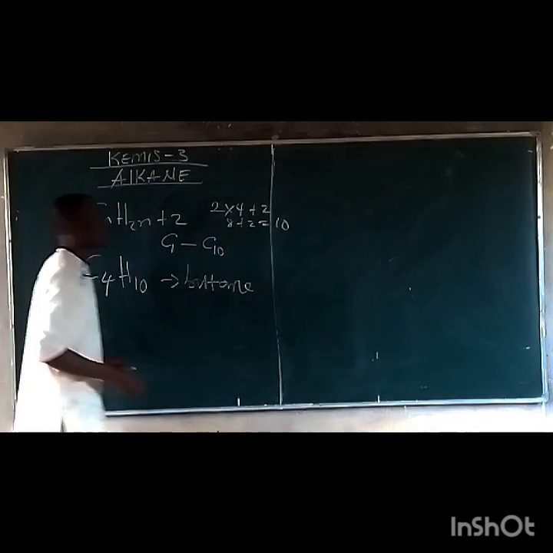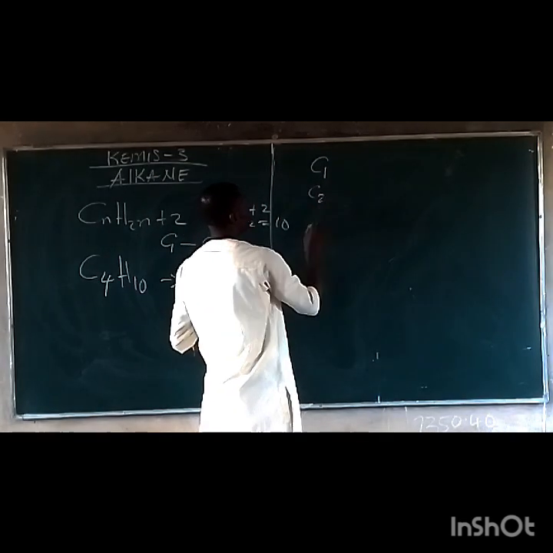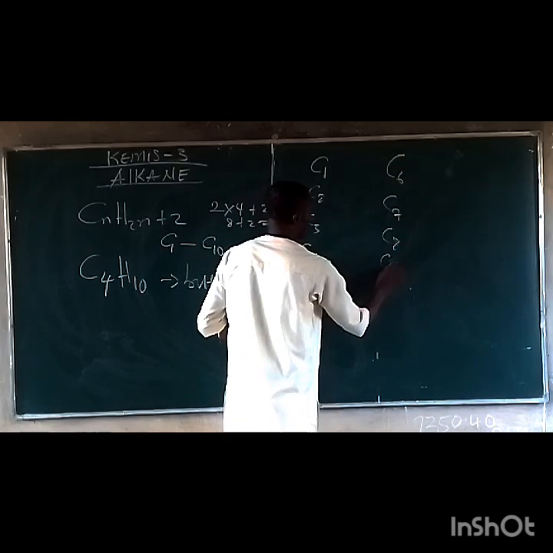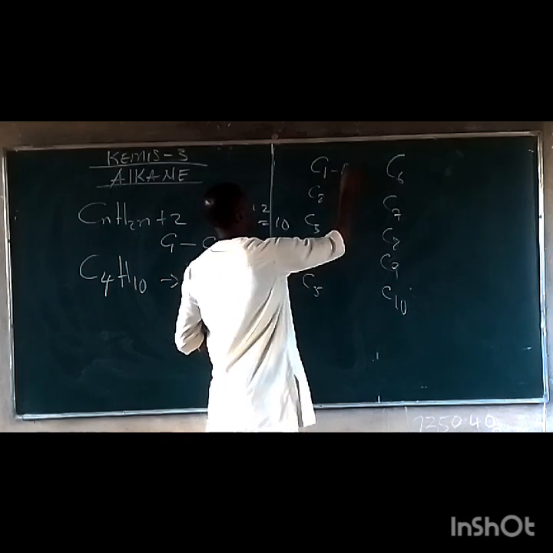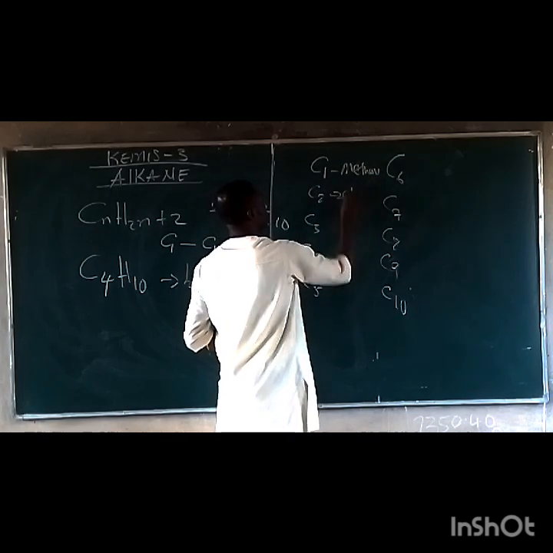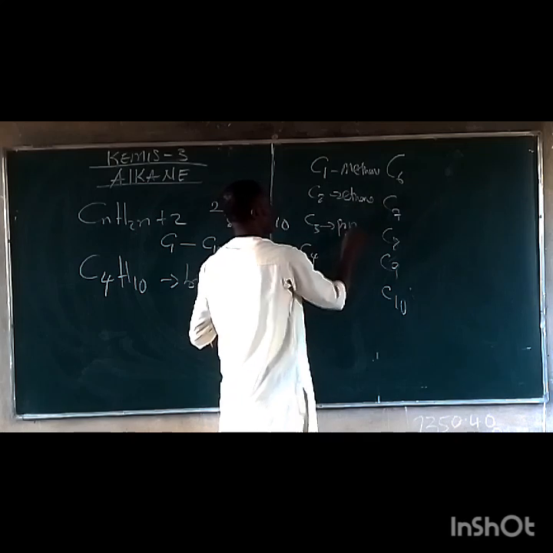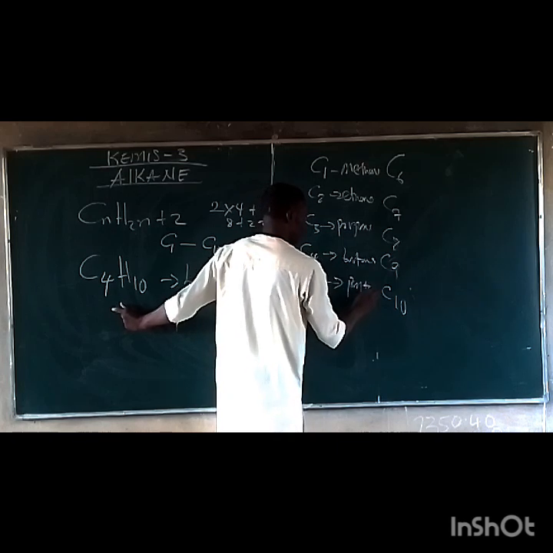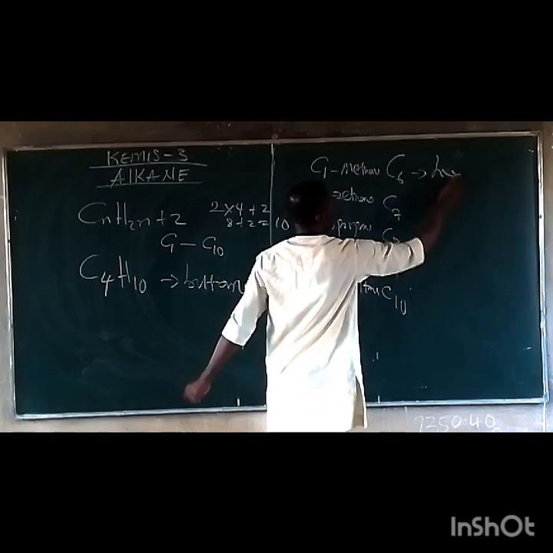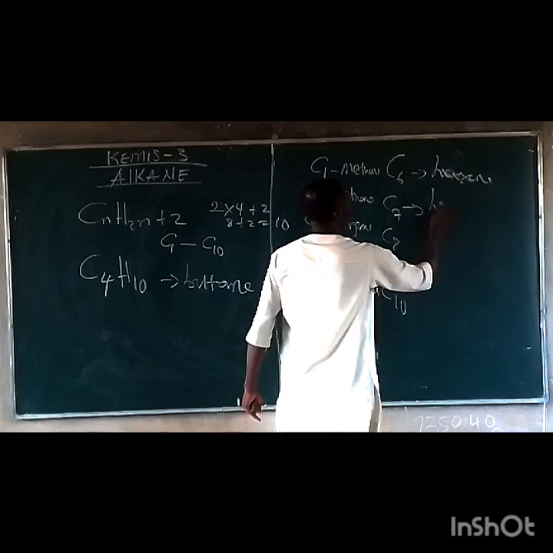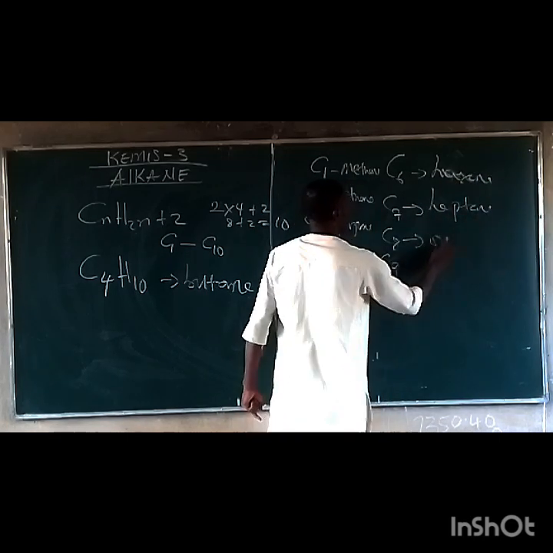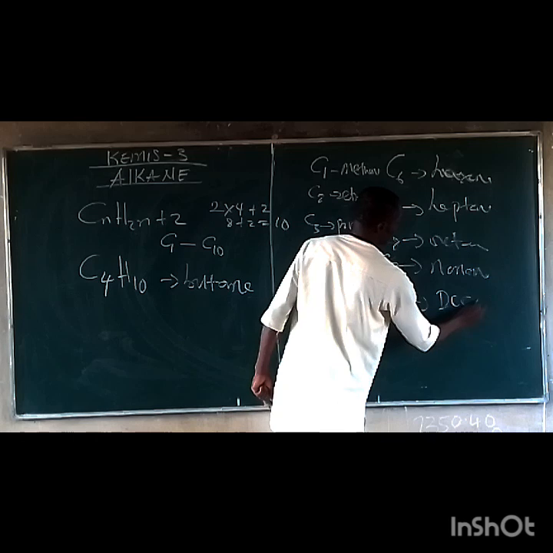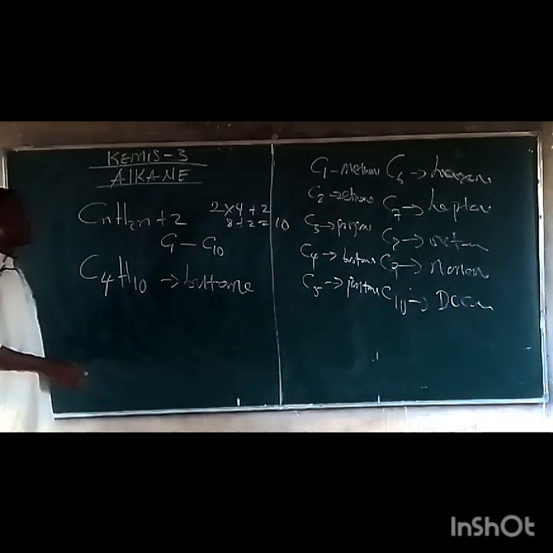Carbon 1 is methane, carbon 2 is ethane, carbon 3 is propane, carbon 4 is butane, carbon 5 is pentane, carbon 6 is hexane, carbon 7 is heptane, carbon 8 is octane, carbon 9 is nonane, carbon 10 is decane. Alright, these are what you need to know.